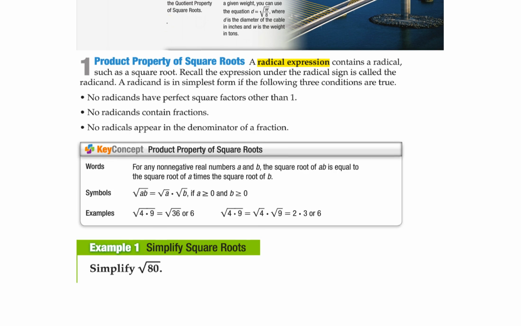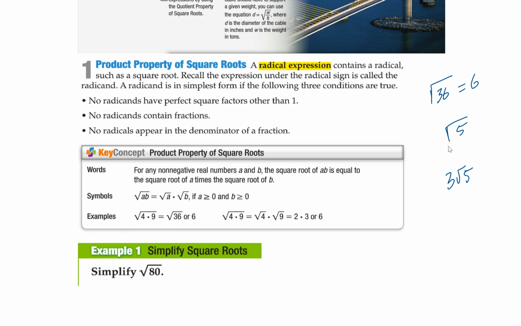Radical expressions, this is an expression that contains a radical. So if I gave you radical 36, that's a radical expression. Actually, it turns into just 6, so maybe not. Radical 5, that's a radical expression. 3 rad 5 is a radical expression. That's all it is. It contains a radical sign.